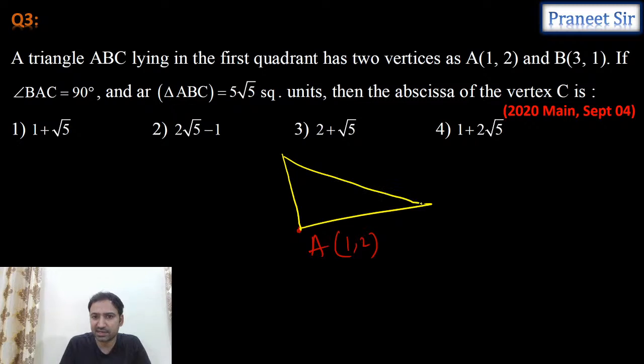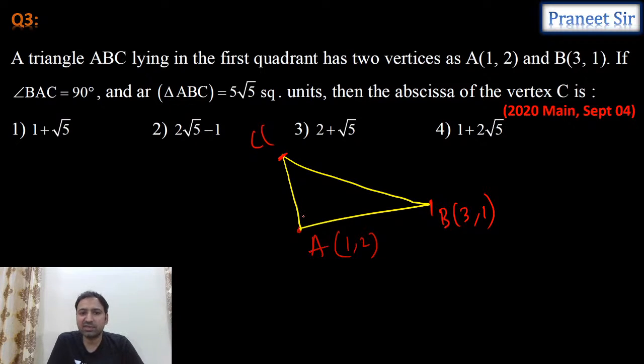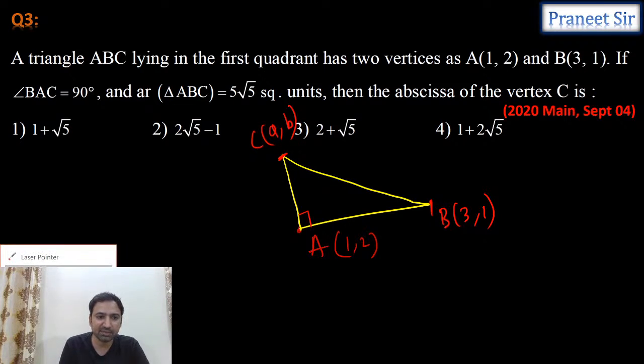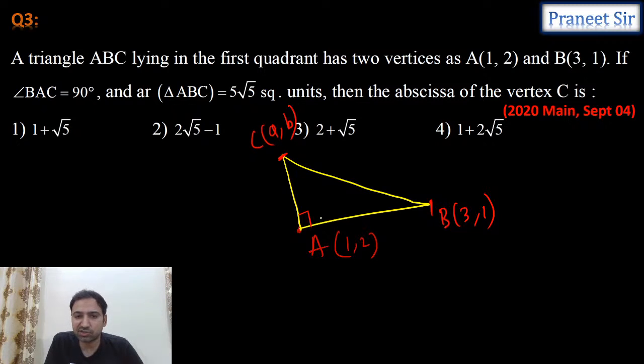So let's take this triangle, guys. Vertex A is given and vertex B is given. Vertex B is given as (3, 1), and vertex C we need to calculate. What he is giving is that this angle is 90 degrees. Let's take vertex C as (a, b). If you use the product of the slopes equal to -1, let's take this slope as m1 and this slope as m2. So m1 times m2 equals -1 because they are perpendicular.